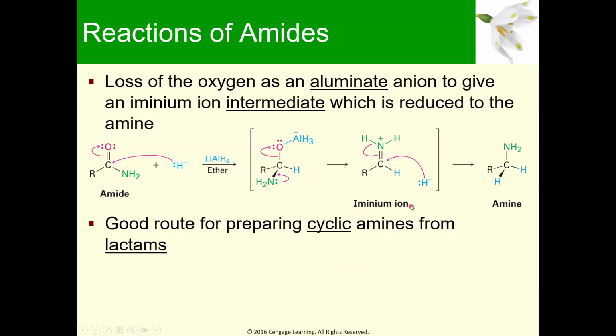And then you have this iminium ion intermediate. So this is a pretty good route for forming a cyclic amine, and you'll see we have an example of this, but it's easier to form first the cyclic amide, lactam, that's the name for that, and then just reduce that lactam down to an amine, and then you get a cyclic amine. So this is a good way to prepare a cyclic amine from a lactam.